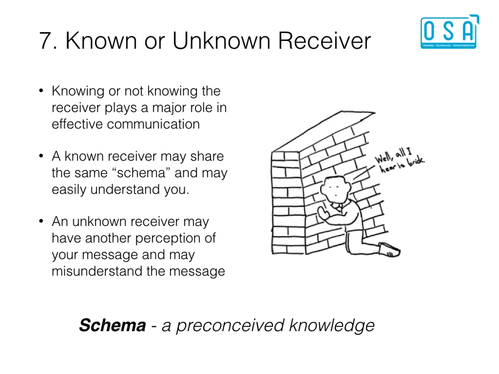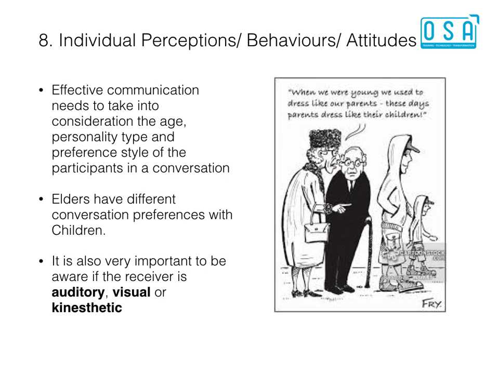Okay, as we continue on, we will also be looking at the different behaviors and attitudes of people. Sometimes we will be talking to people who are not as enthusiastic as we are. And it is also one thing that we have to consider. Effective communication needs to take into consideration the age, the personality type, and the preference style of the participants in a conversation. So you see, it's more of like you talking to your parents. There's a very big age gap. So if you'll be using your common day jargon to them, it could possibly be an interference to communication with them. Elders have different conversation preferences with children.